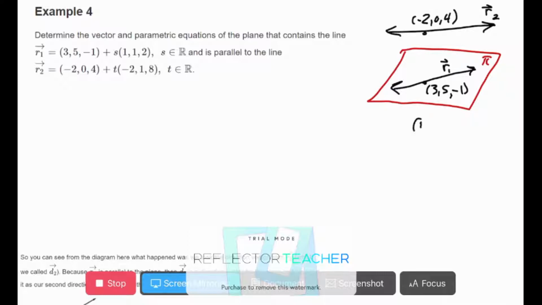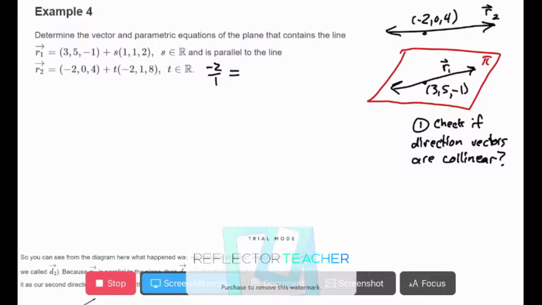So step 1, we're going to check if the direction vectors are collinear. So do they have the same slope? Do they travel in the same direction? So let's do our test. Remember, we just look at the quotient of one direction vector over another. So we'll have -2/1, 1/1, and 8/2.